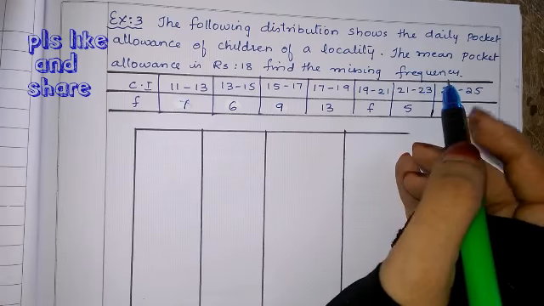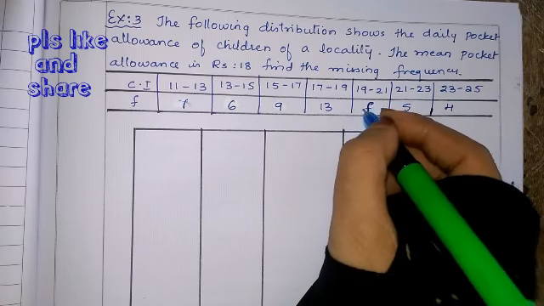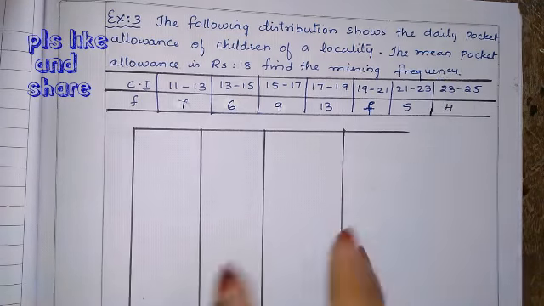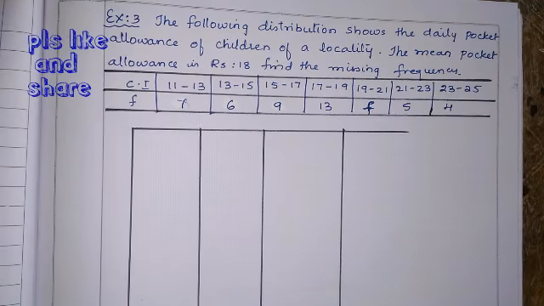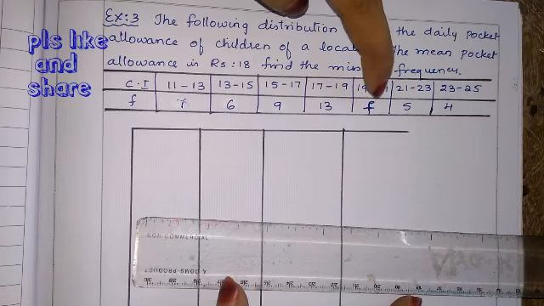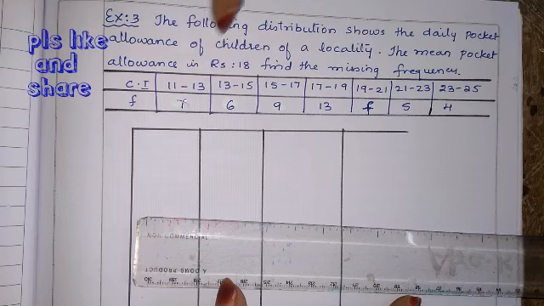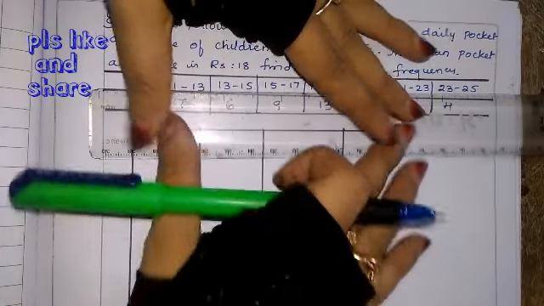Find the missing frequency. Here one frequency is missing. They have written F only. So find the missing frequency. This type of problems are very important. So how do we find it when one frequency is missing? How can we find the missing frequency if the mean is given? Let us see how to do this.